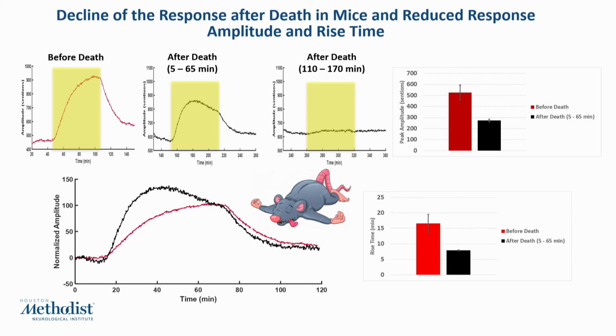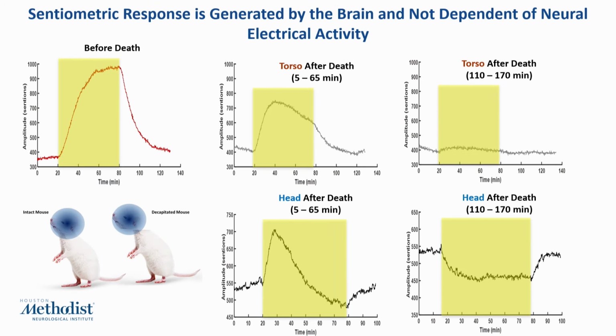Now that lower amplitude is because the effect is still decaying, and you can see on the graph at 5 to 65 minutes a trend towards going down for the amplitude. And then after that, about two or three hours after that, you get a flat line. So they're dead. Whatever the residual effect there was, is gone. And of course, we also saw the decrease in the rise time.